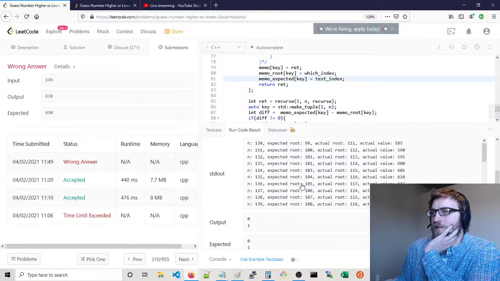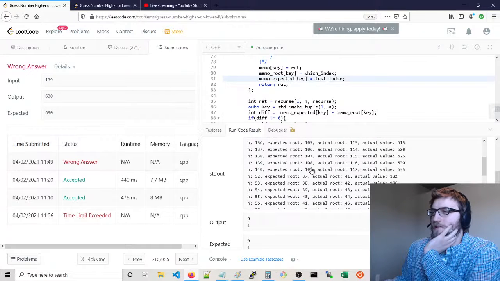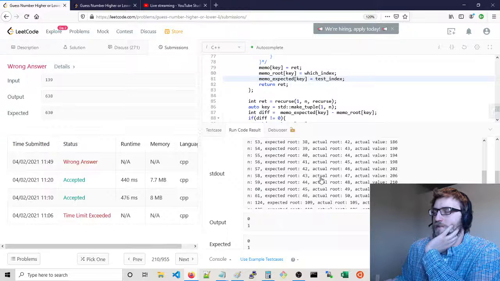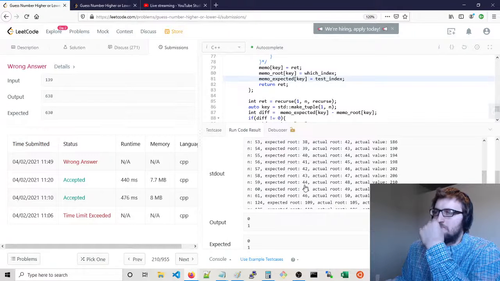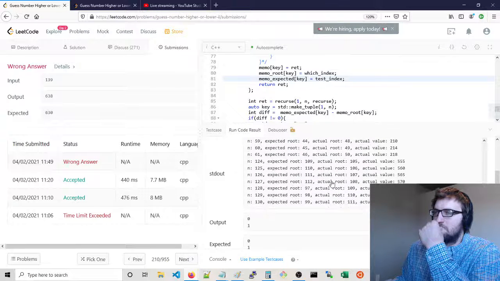This is a difference of 8 a few times. Yeah, 170, that's a difference of 8. This is 4 a few times. This is also 4 for a while.